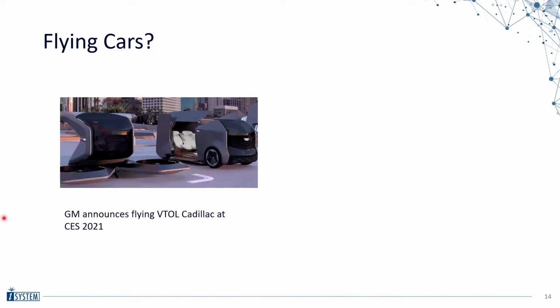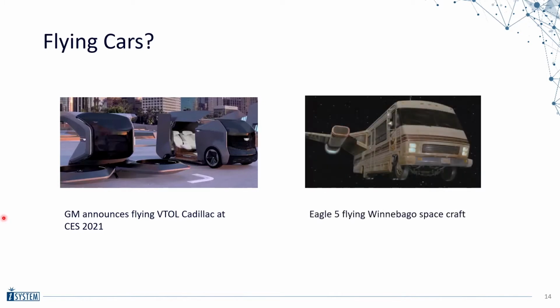This year at the CES, GM announced an autonomous VTOL, which stands for vertical takeoff and landing, a Cadillac. It's not really a flying car, so no road testing required. I have yet to see anything like the Eagle 5 from the cult classic Spaceballs, though. But maybe once Elon sets up his Mars base, we'll hear about the Tesla flying RV.